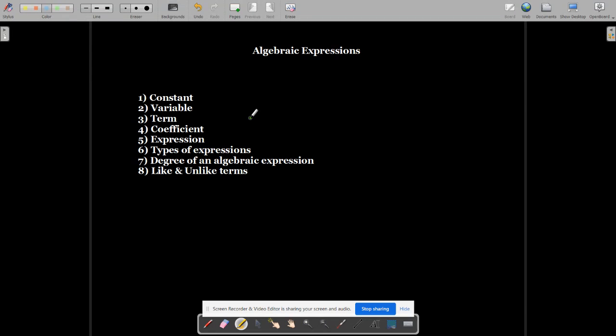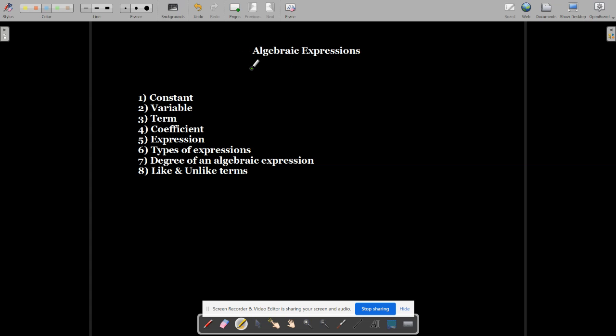Hello children, today we are going to see about algebraic expressions. In the introduction, we are going to see what is a constant, variable, term, coefficient, expression, types of expression, degree of an algebraic expression, like and unlike terms. Now, let us see first what is algebra.